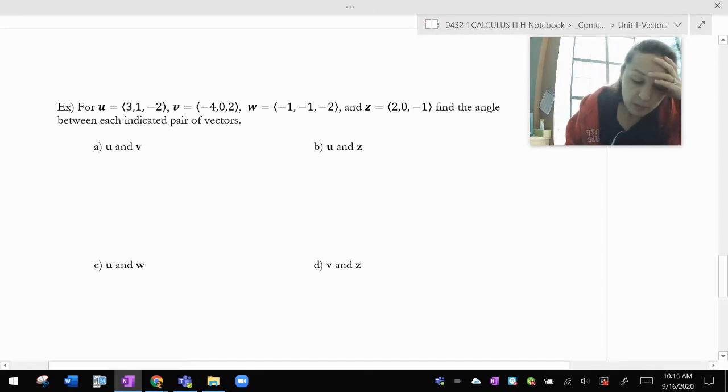So if I want the angle between u and v, cos theta is going to be u dot v over the magnitude of u times the magnitude of v.